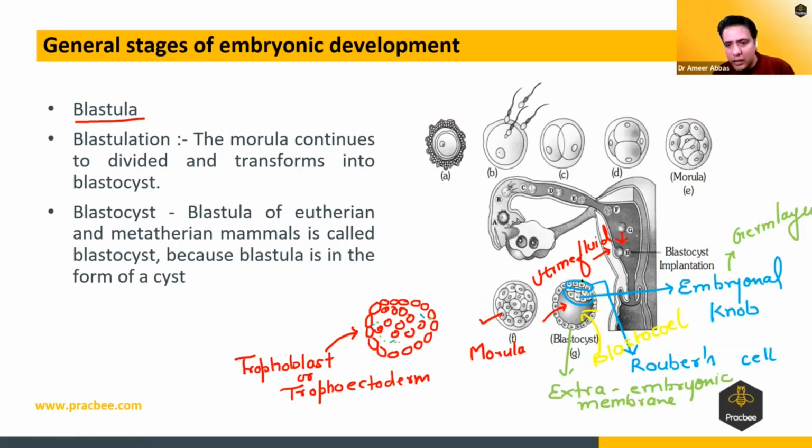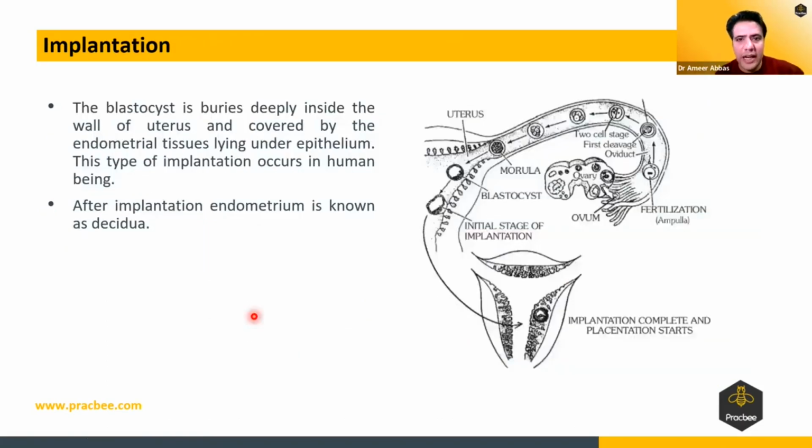Okay, the cells which are in close contact with the embryonal knob are known as Rauber cells. These cells degenerate later during the placenta formation. Okay, and those cells on the outer surface are the trophoblast cells, which participate in the formation of extra-embryonic membranes like chorion, amnion, yolk sac, allantois. So these are formed by the trophoblast, and the germ layers, mesoderm, ectoderm, endoderm, will be formed by the embryonal knob. So what exactly is implantation?